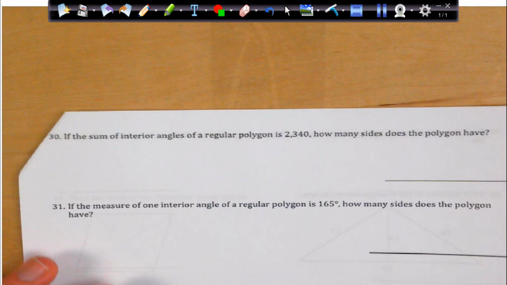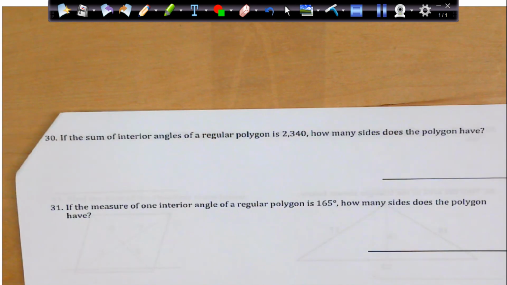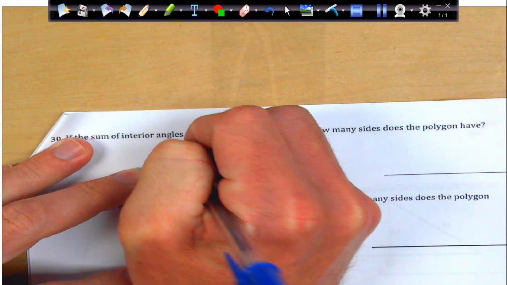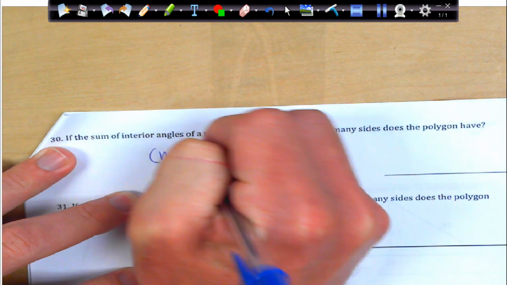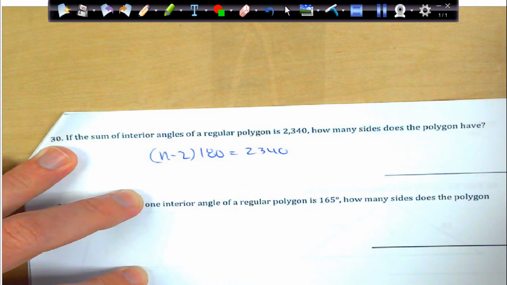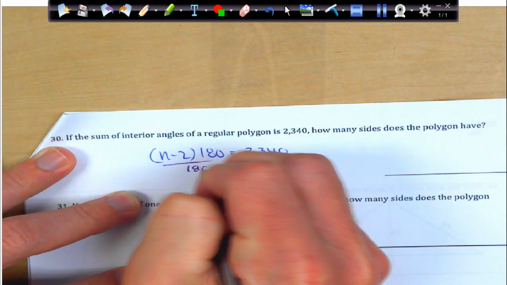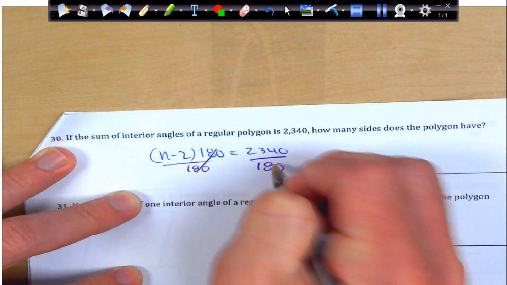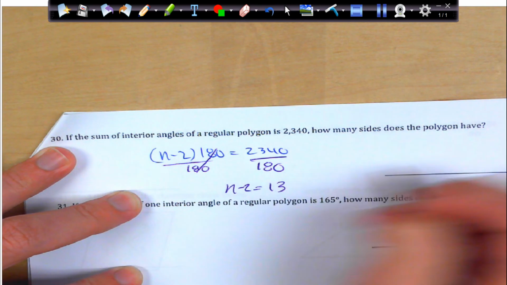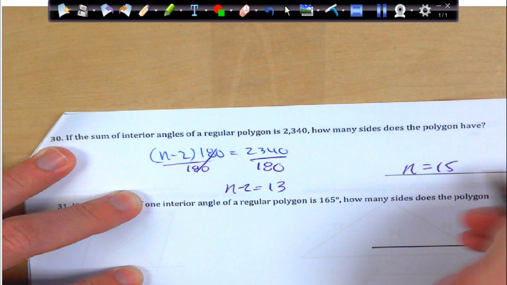Okay, the sum of the interior angles of a regular polygon is 2,340. So what I can do here is take the sum of the interior angles formula and set it equal to that. And here I'm just going to get rid of the 180, so I'll divide by 180. And if I do that, I should get 13. And then add the 2, it equals 15 sides.